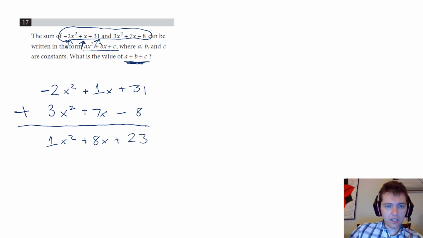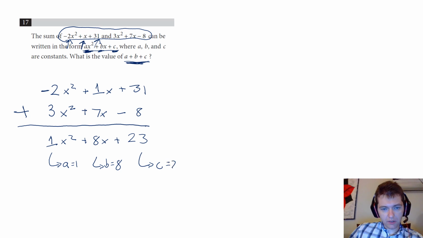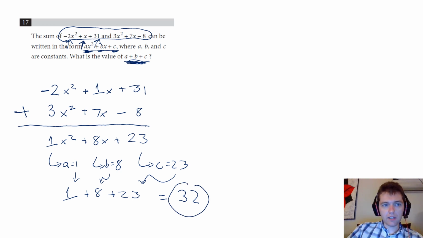So what they're saying is, if you look at what they've given you here, A is the x squared term, B is the x, and C is the constant. So you have A is equal to 1, B is equal to 8, C is equal to 23, and they're asking for A plus B plus C. So they're asking for 1 plus 8 plus 23, which is equal to 1 plus 8 is 9, plus 23 is 32, and that is A plus B plus C. So that is your final answer, and that is what you'd bubble in on your test.